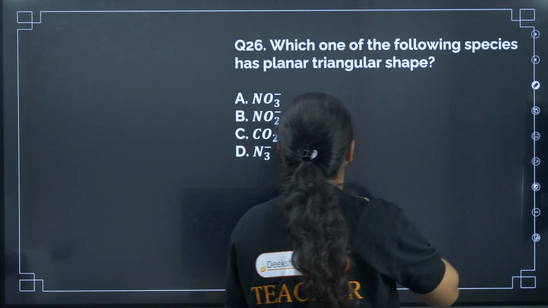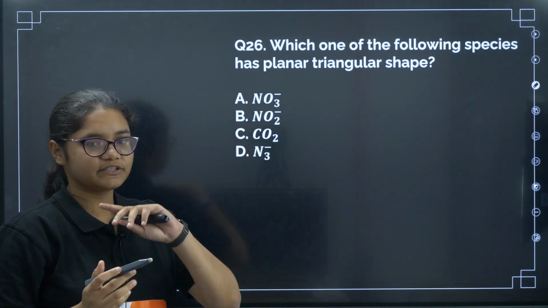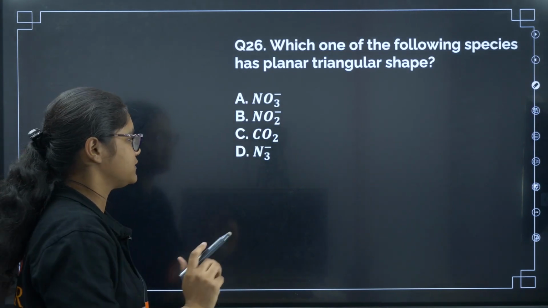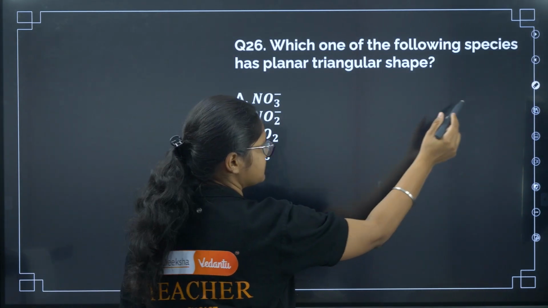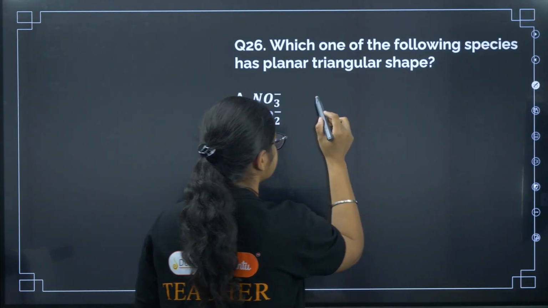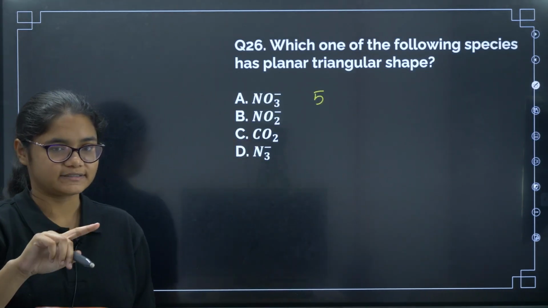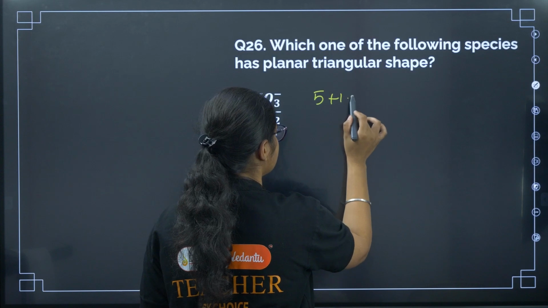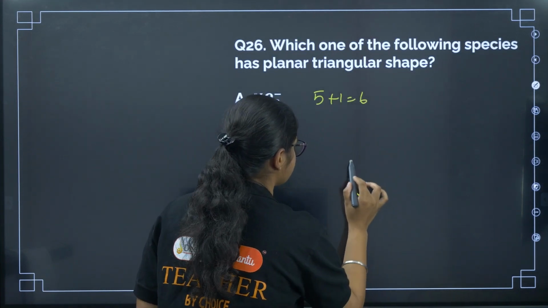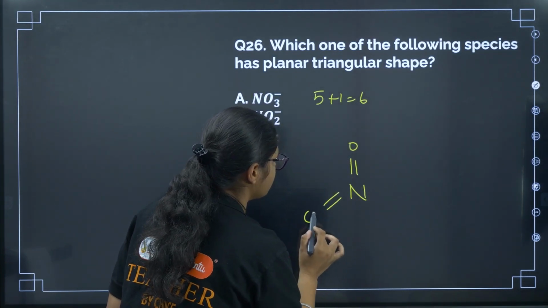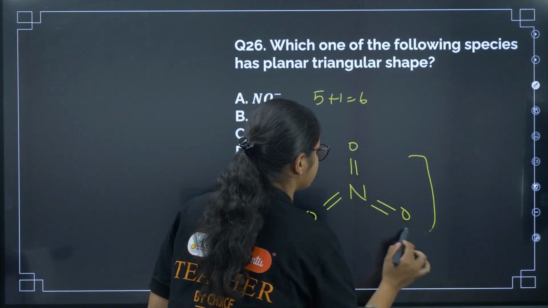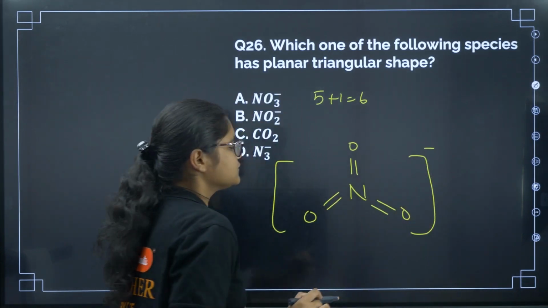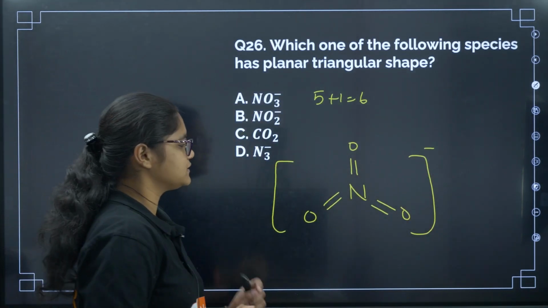Next, you have to calculate the planar structure. Which of the following molecule will have a planar structure? So nitrogen has 5 valence electrons, right? So if there is 5 valence electron and 1 electron is extra, so total valence electron is 6. Now if I draw the structure of this one, 6 valence electrons will form 6 bond with oxygen with a charge of negative here. So the total number of sigma bonds is 3.